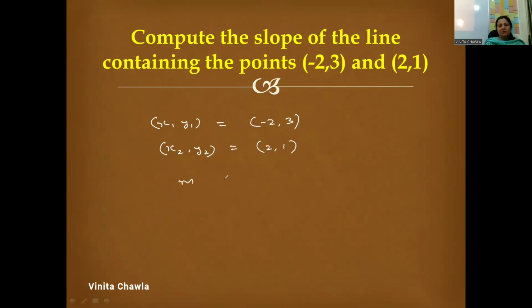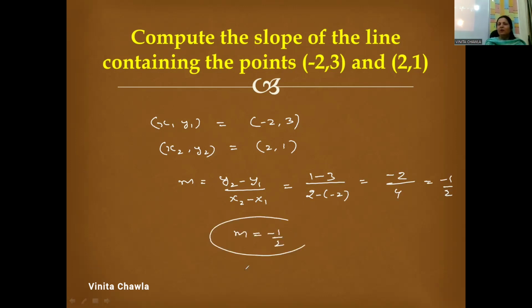Formula for slope is y2 minus y1 divided by x2 minus x1. You simply have to put the values here. 1 minus 3 divided by 2 minus of minus 2. It is minus 2 upon 4. Answer is minus half. So slope is minus half. Are you getting the same answer?